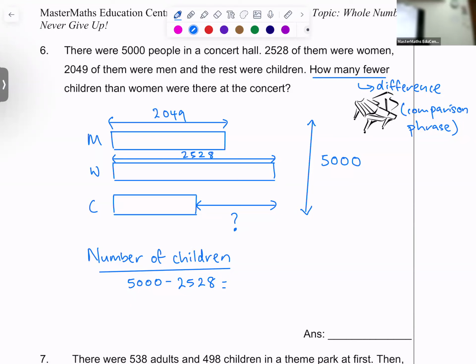Nice. Thank you very much. So 2,472. Okay, did you get this, Samaya? 2,472? Yep. Okay, nice. So this is when we take away the number of women. Then we still have to take away what? The number of men. 2,472 minus 2,049. Okay, let's do this one together. 2,472 minus 2,049.